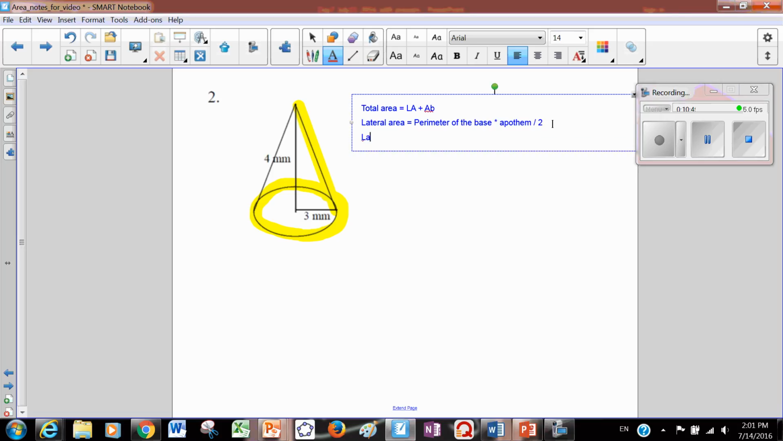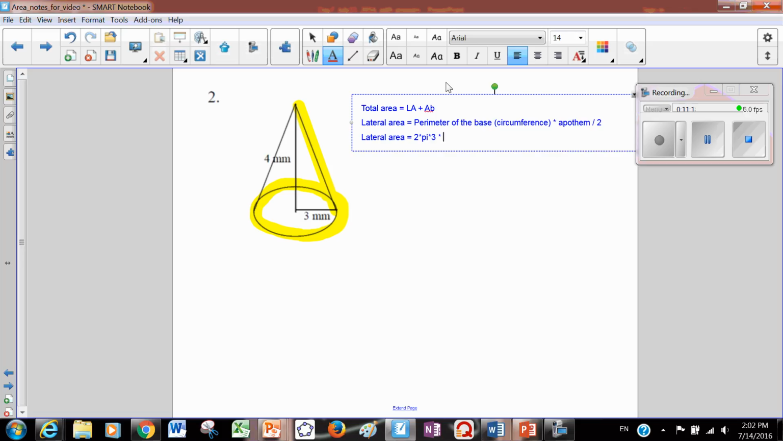So to find our lateral area, we're going to write the perimeter of the base. When it's a circle, it's also called the circumference. So you can use that word too, that's more appropriate for a circle. What's the circumference? It is 2 times pi times r. The radius here is 3. So perimeter of the base times the apothem.